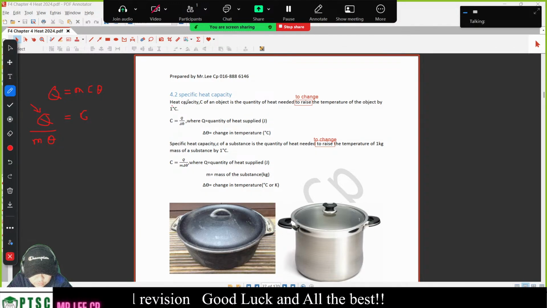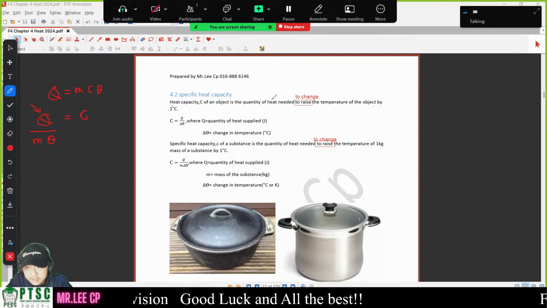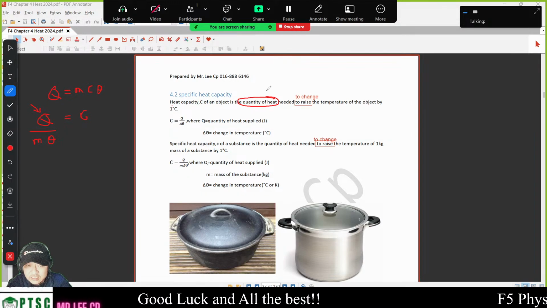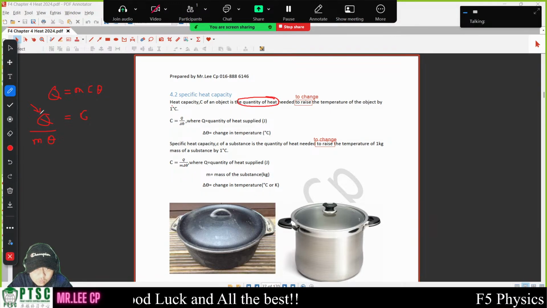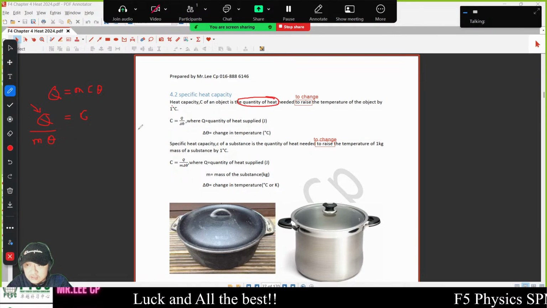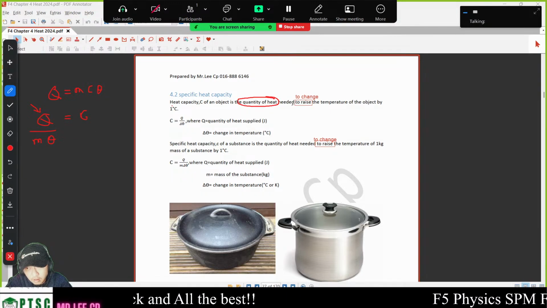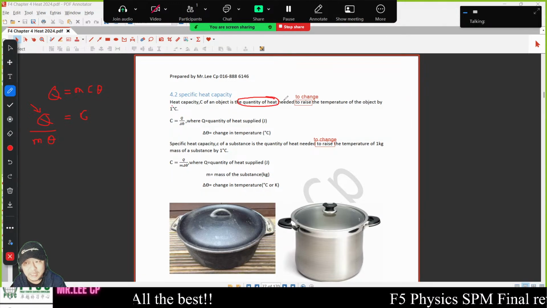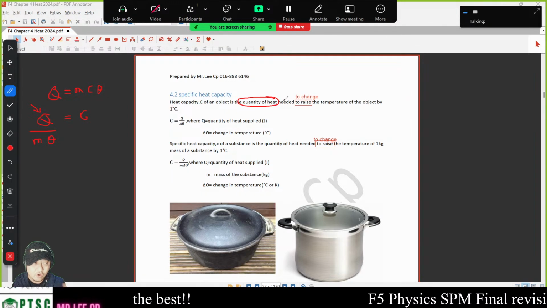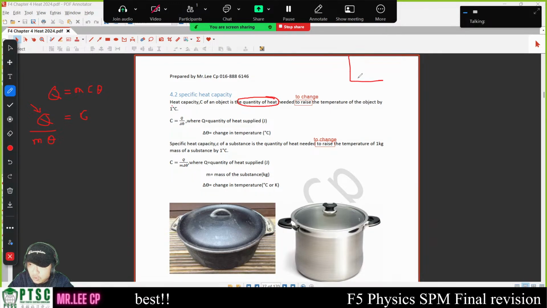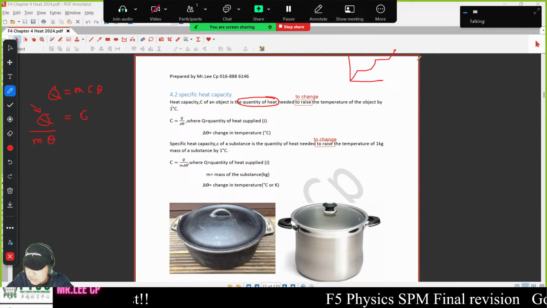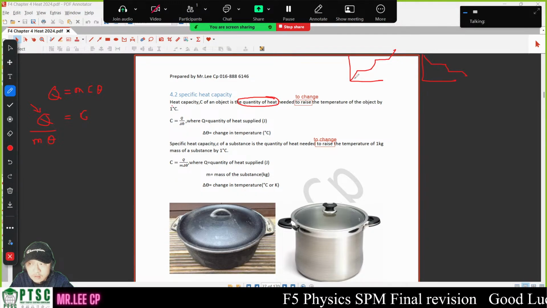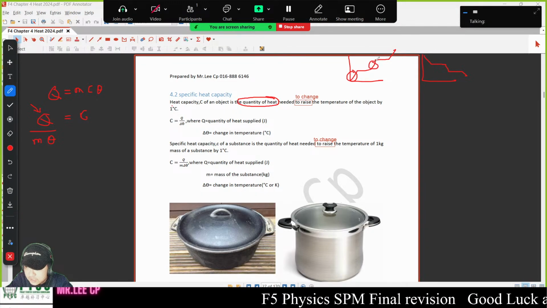Q is energy, quantity of heat or quantity of energy. Heat is a kind of energy. Quantity of energy needed to change, I want you to write change, it is better, because it can go up or go down. It can go up this way, heat capacity, it can go down this way. Heat capacity here.